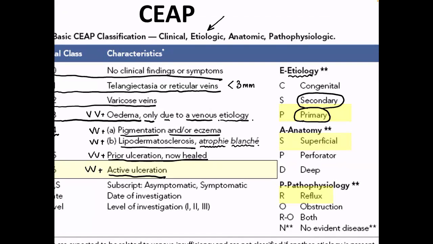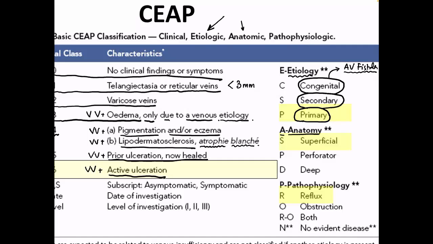Out of secondary, you can have something called congenital. By this time, can you tell me what is the congenital cause of a varicose vein? Klippel-Trenaunay syndrome. Very good. Yes, this comes as an MCQ. Which congenital disease produces a varicose vein is an AV fistula. What is A in CEAP?